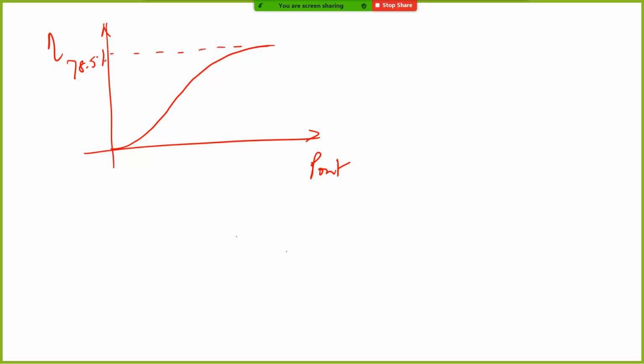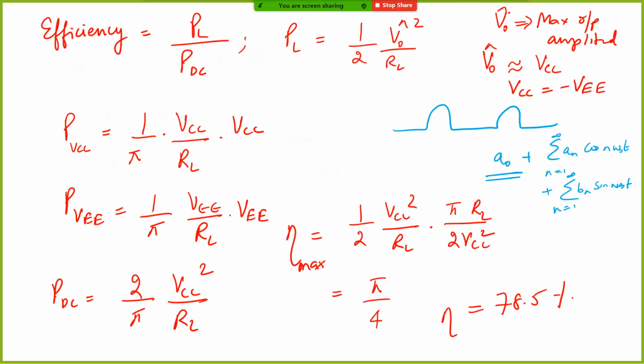Now this is how it basically works. But again, the disadvantage is that it has this crossover distortion. Okay. Now how to solve this problem? How to solve the crossover distortion problem? Which is where we come up with another class of power amplifiers called class AB.